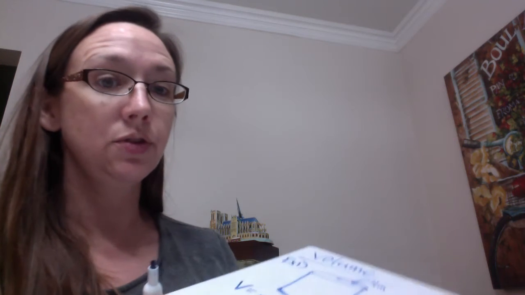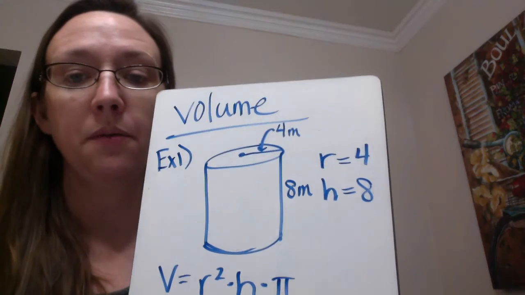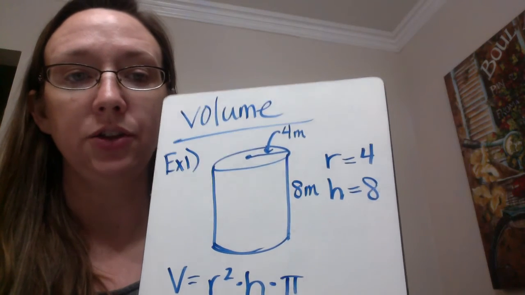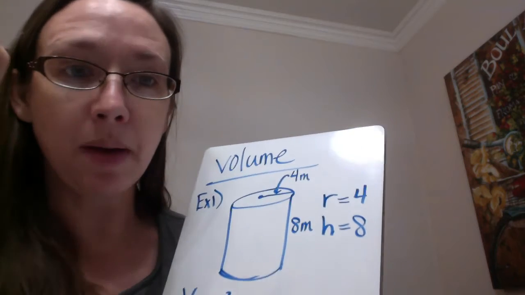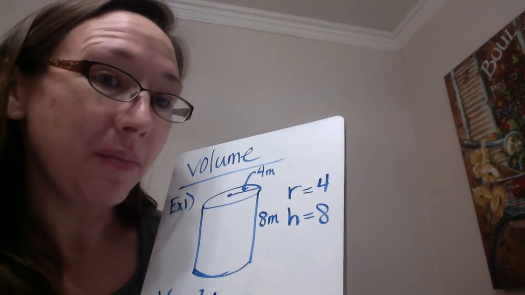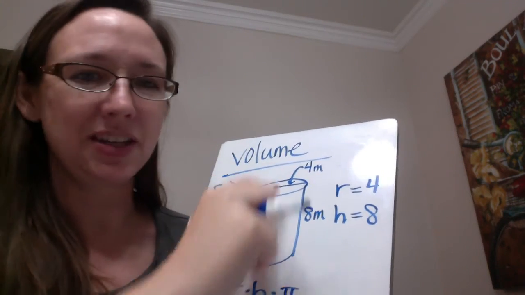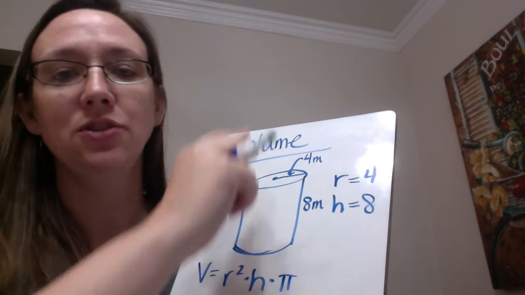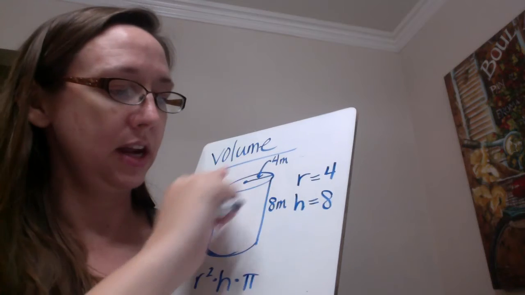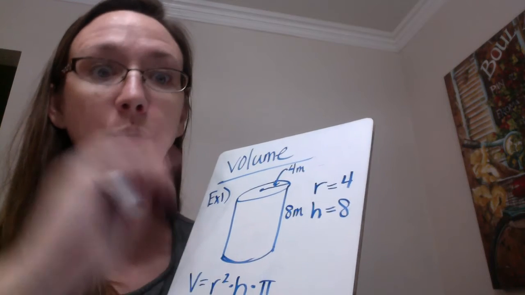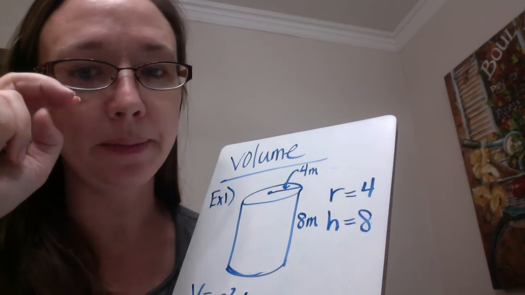Okay, did you do it? Did you try it? If you didn't try it, pause that video and try it right now. Because if you don't try it without me, you're not going to understand it later. Here we go. I put r is 4 and h is 8. R stands for the radius. It's the radius of the base. Now you might be thinking, Mrs. Lamron, that's not the bottom, that's the top. Yeah, but the top and the bottom are the same size and shape. They're congruent. So whatever the radius is here is going to be the same as the radius here. So it's really okay if you use the one from the top as well.